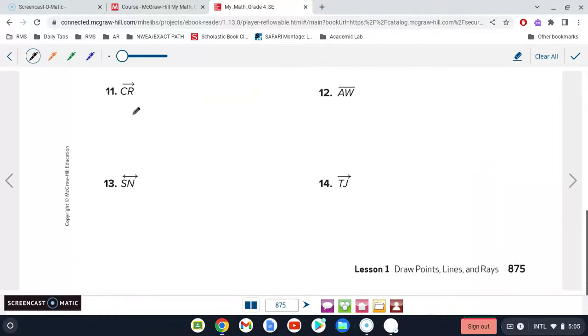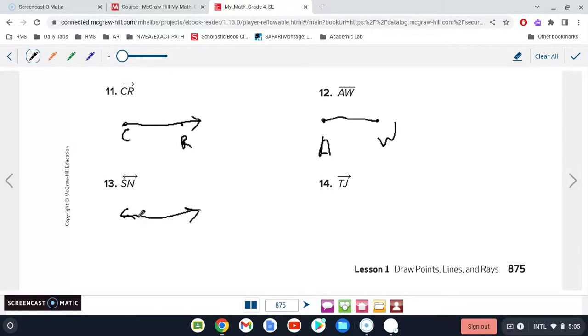Okay, 11 CR, so you started with a point, that's a ray. C ended with an arrow, had a point, R. This is a line segment, started and ended with a point, and they're called A and W. This is a line, so started and ended with an arrow with your points on there.